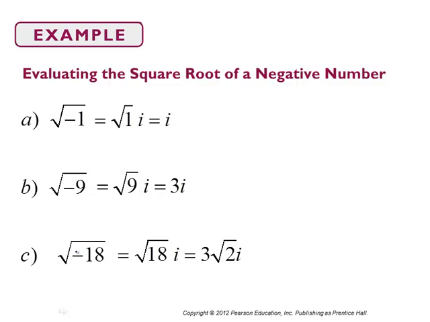That negative 1 multiplier can come right out. The square root of negative 1 is i. So this will be the square root of 18 times i. And of course, we know that 18 is 9 times 2. The square root of 9 is 3. So that's why you have 3 root 2 i.